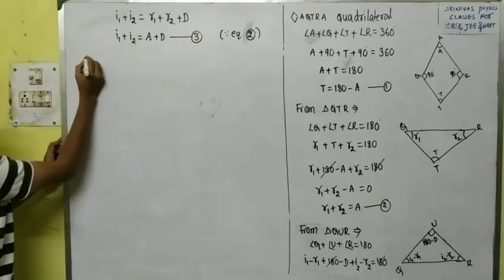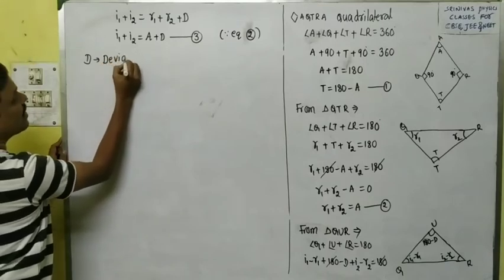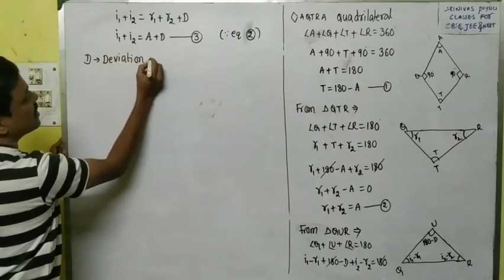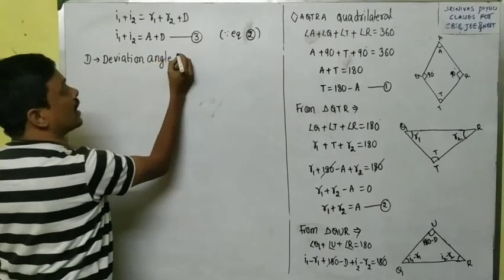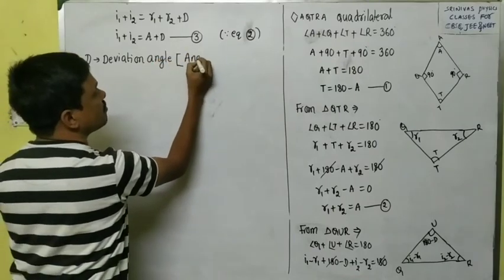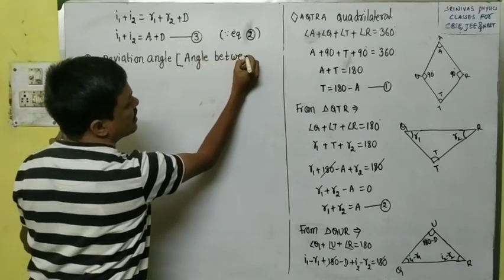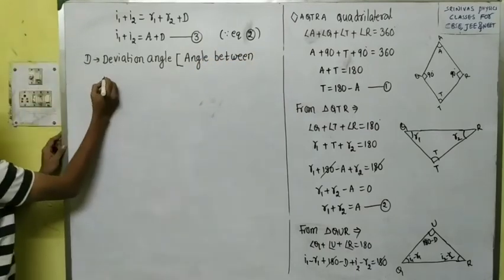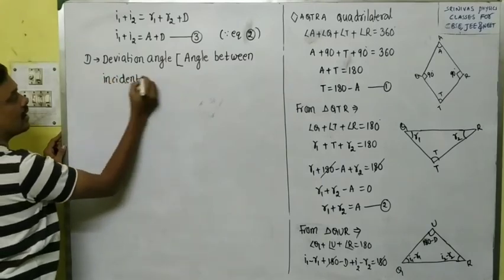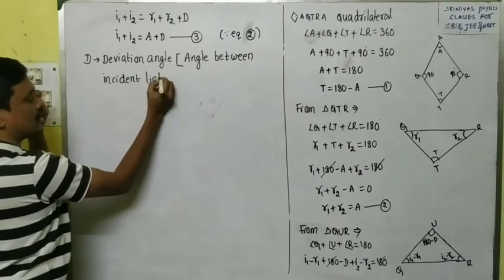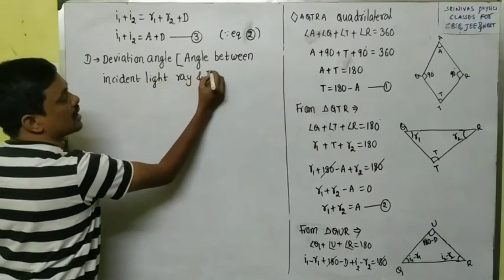What is D in this? D is called the deviation angle. What is the deviation angle? It is the angle between what and what? Tell me. Right, the angle between the incident light ray and the emergent light ray.